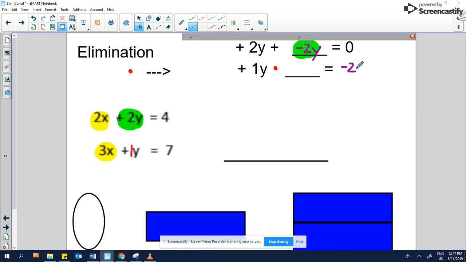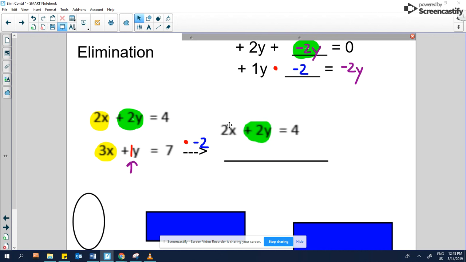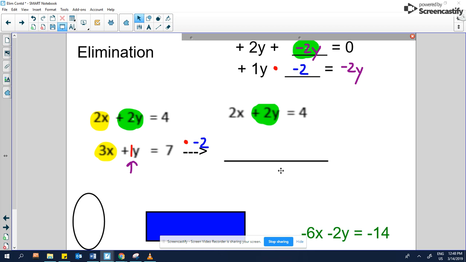I got to get this thing right here to become a negative 2y. Well, right now it's a 1y, so you need to figure out what do I multiply by 1y to get a negative 2y. All right, so that is going to be a negative 2. So this is going to get multiplied by negative 2. And so what's going to happen is the top equation is not going to change. The bottom equation is going to get multiplied by negative 2.